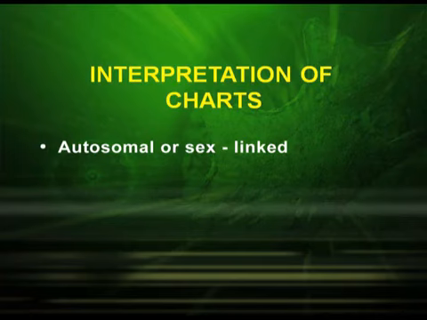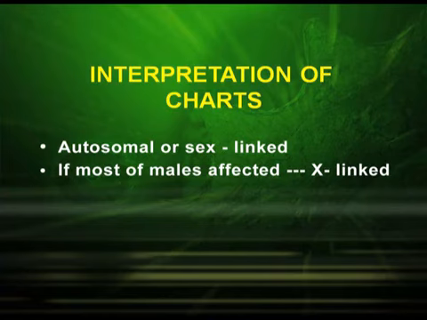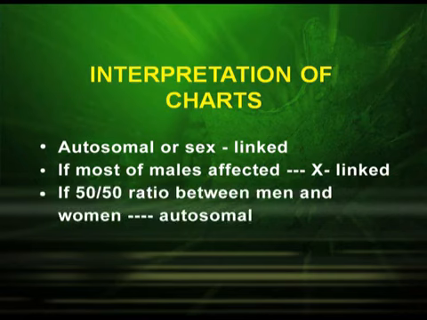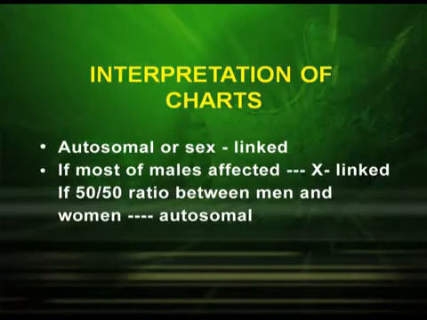Now, for the interpretation of charts, we divide the charts into 2 types. We find out whether it is autosomal or sex-linked. A very common tendency is if most of the males are affected, especially it is X-linked. If there is a 50-50 ratio between men and women, then it is autosomal. That means the trait appears in a 1:1 ratio in men and women, then it becomes autosomal. And if it is linked to sex chromosomes, then it becomes sex-linked. A very important thing to remember here is that mostly the sex-linked characters are linked to the X chromosome.